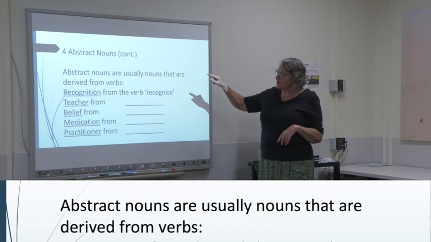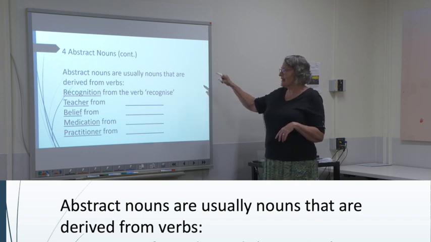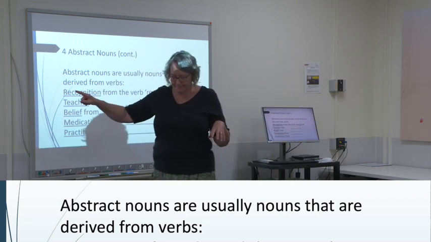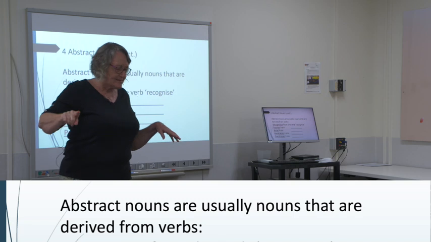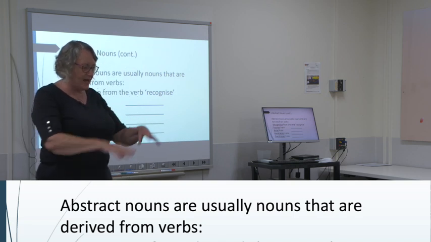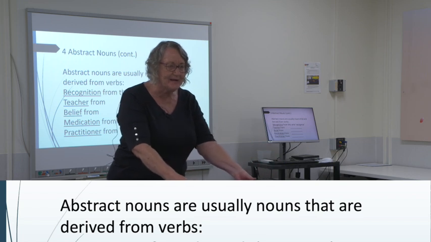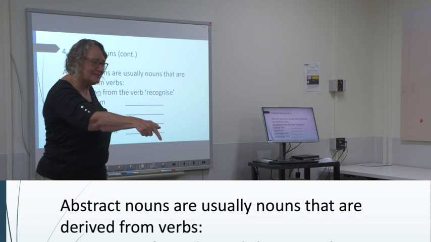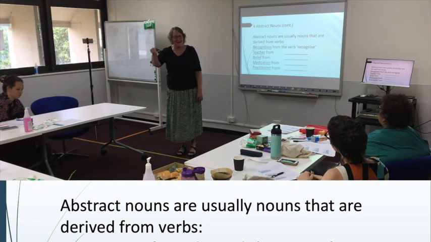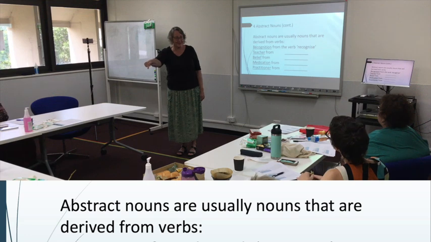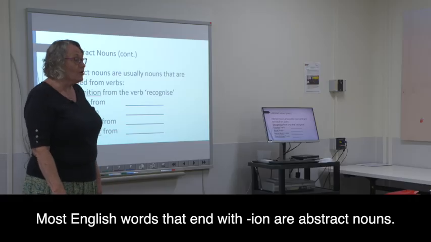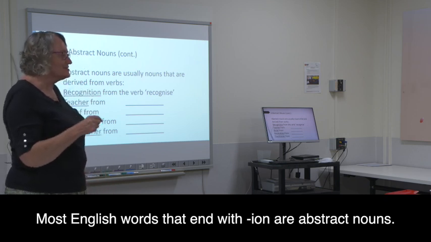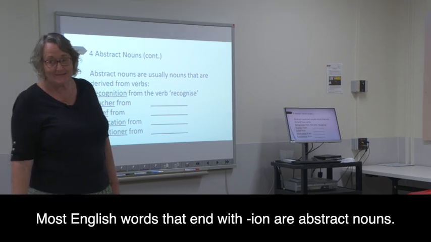Abstract nouns are usually, not all the time, but usually nouns that are derived from verbs. Now, let's imagine a verb. Someone is deciding something. And it's like the action of deciding is happening, and we're standing back and looking at it and saying, that person has made a decision. We've turned the action of deciding into a noun. That's an abstract noun. Now, not all of them, people have come up with ones that don't, but most English words that end with ION are abstract nouns.